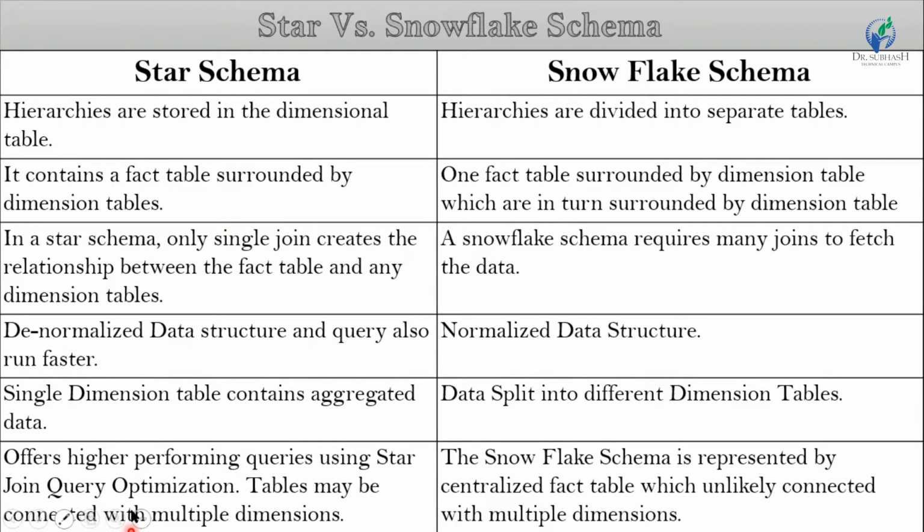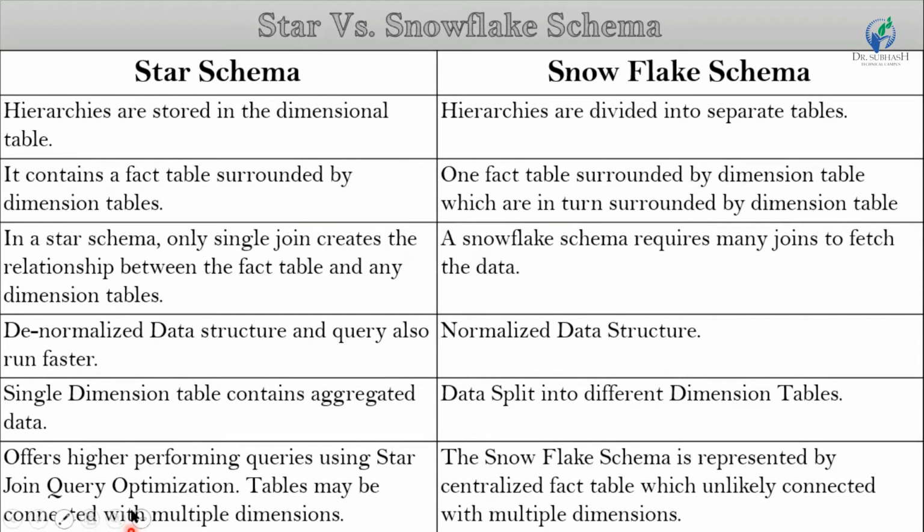Next, star schema offers high performance queries using star join query optimizations. A table may be connected with multiple dimensions, while in snowflake schema, it is represented by a centralized fact table which is unlikely to be connected with multiple dimensions. So this is about the difference between star schema and snowflake schema.